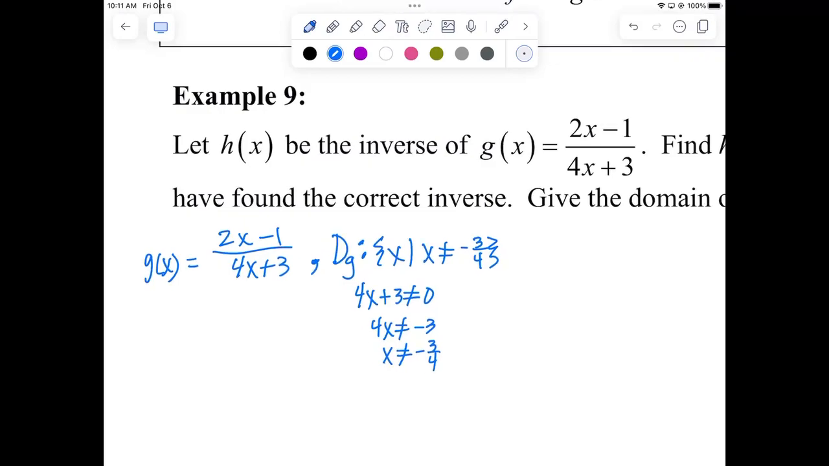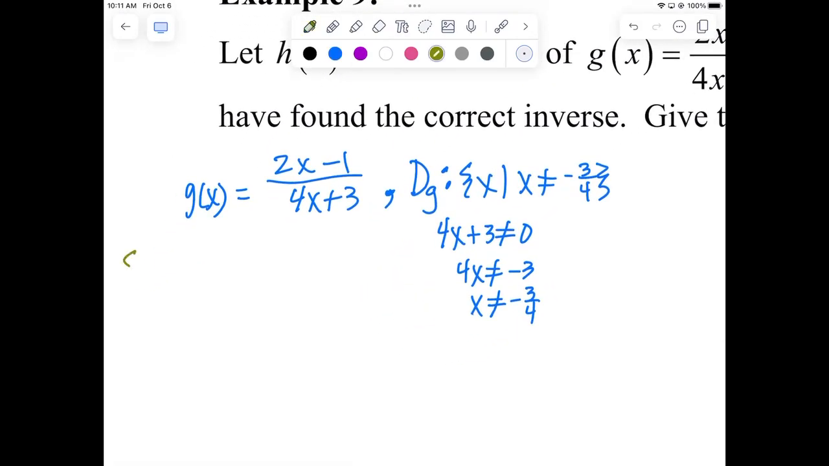Okay, so x cannot be negative 3/4. Got it. Let's do the money step here, which is switching x and y. g of x is just another name for y. So it becomes x equals 2y minus 1 all over 4y plus 3. And now again, we're taking off our gloves and tilling the soil by hand. We're going to get our hands dirty. I have to solve for y. Now, how do I solve for y when I have two y's in the same equation?